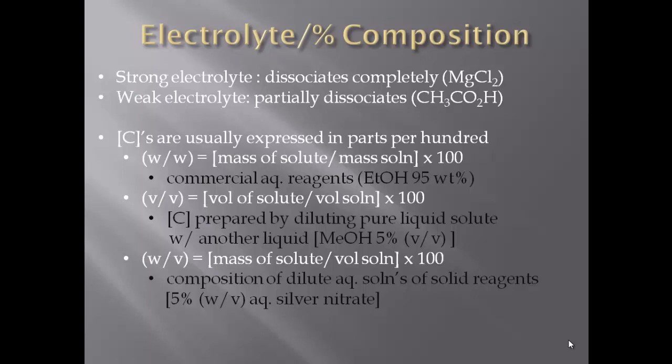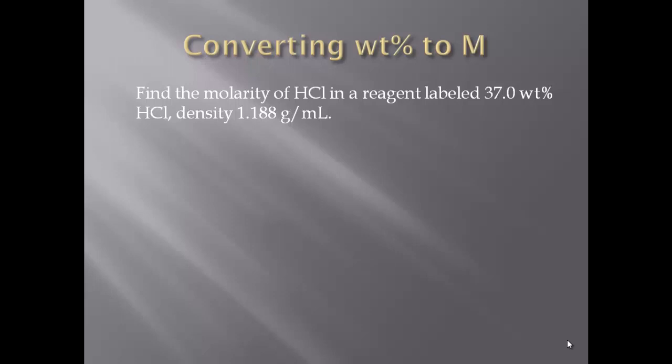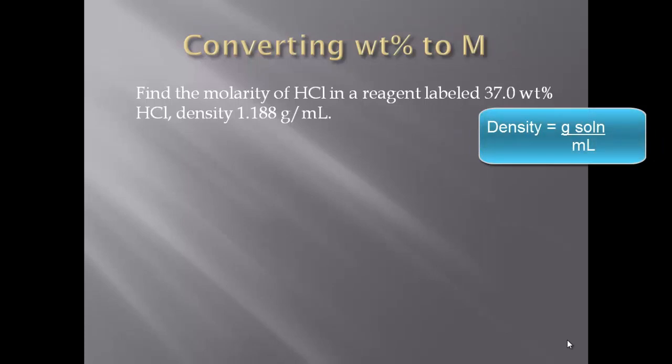Let's go ahead and do a problem that deals with weight percent. This problem wants you to find the molarity of HCl, hydrochloric acid, in a reagent labeled 37 weight percent HCl, and they give you the density of 1.188 grams per mL. First thing I want to tell you guys is that whenever you see a density, the units that they're given in are usually grams per mL if it's a liquid, and you have to realize that grams is grams of solution. It's not just grams of solute, it's grams of solution.